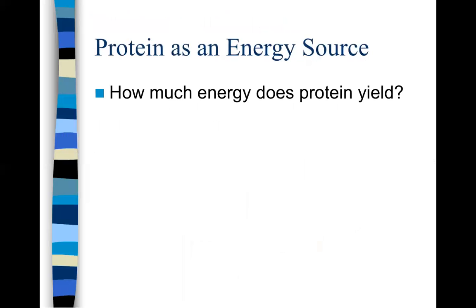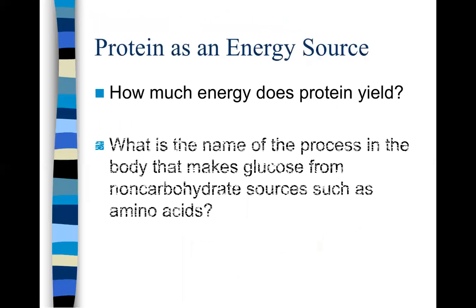We do not like to use protein as energy. Our body would much rather use it for all the functions I previously mentioned. However, in cases of starvation or severe calorie malnutrition, we can use protein for energy. And protein yields 4 calories per gram. The process that can make glucose from non-carb sources such as proteins or amino acids is called gluconeogenesis. And we're actually going to jump into gluconeogenesis with our next chapter, metabolism.